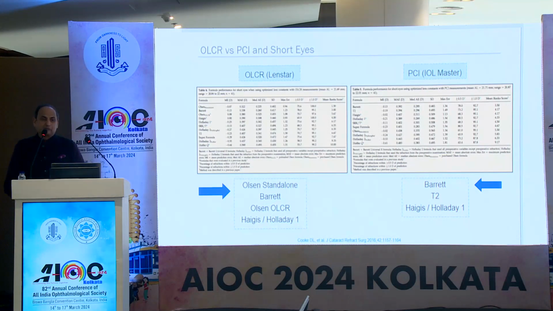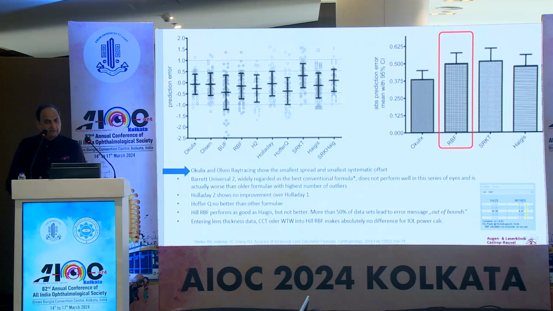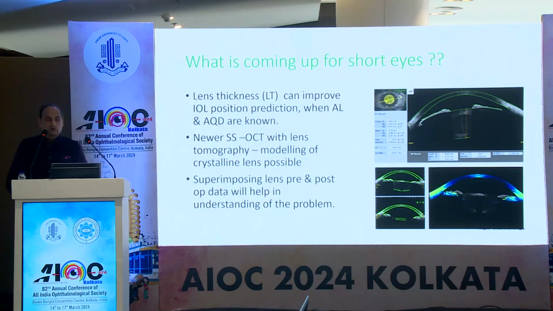And this is a comparison between the Lenstar and the IOL Master and which formula to use with each of the machines. With Lenstar, it was Olsen and Barrett, and Olsen's C LCR is also again a different formula. It's too much to digest in 8 minutes. I will also skip this. And what is coming up for short eyes?